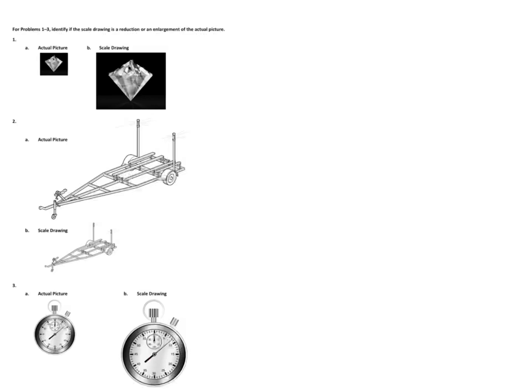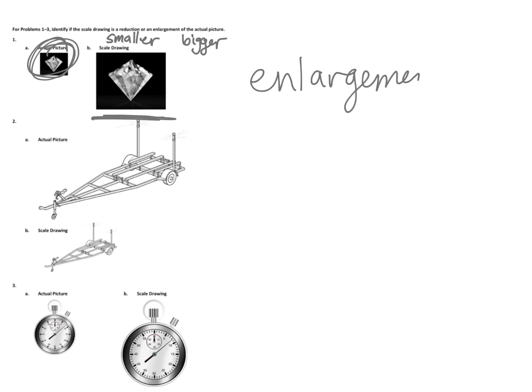For problems 1 through 3, identify if the scale drawing is a reduction or an enlargement. So reductions get smaller and enlargements get bigger or larger. So if this is the original and this is the scale drawing, the scale drawing is bigger than the original, so this is an enlargement.